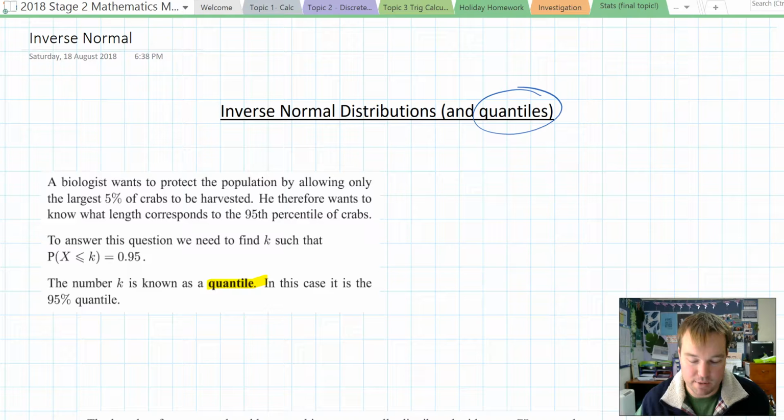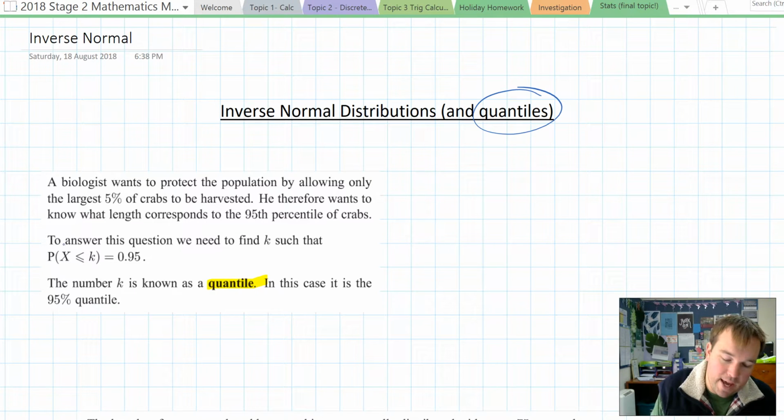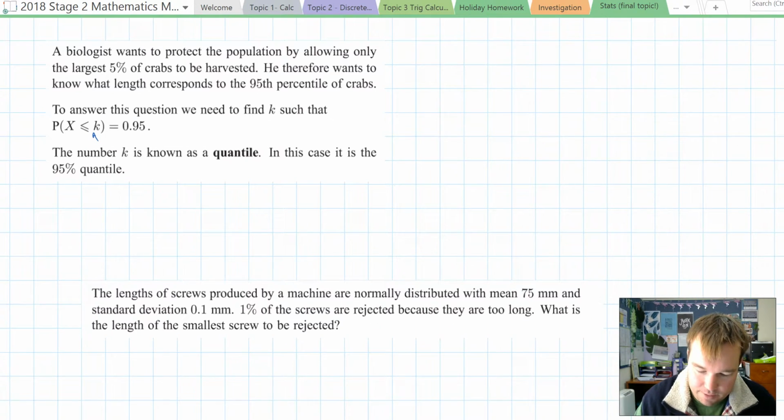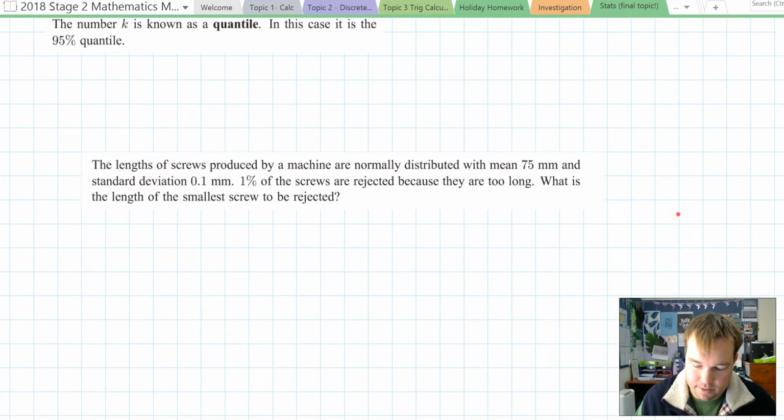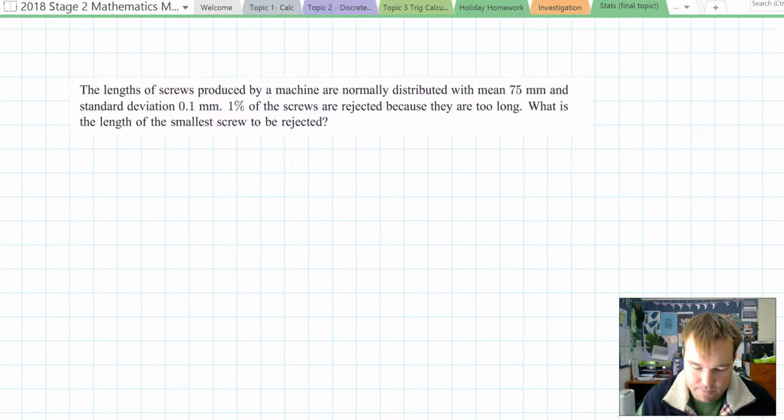To answer this question, we need to find k such that x, which we assume is distributed normally, the probability that x is less than a certain number is equal to 95%. This k is known as the quantile. Alright, so basically, typical questions might look like this.